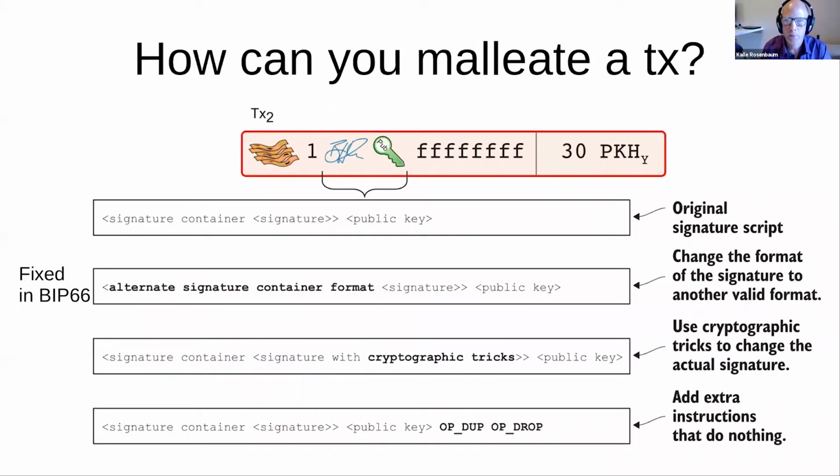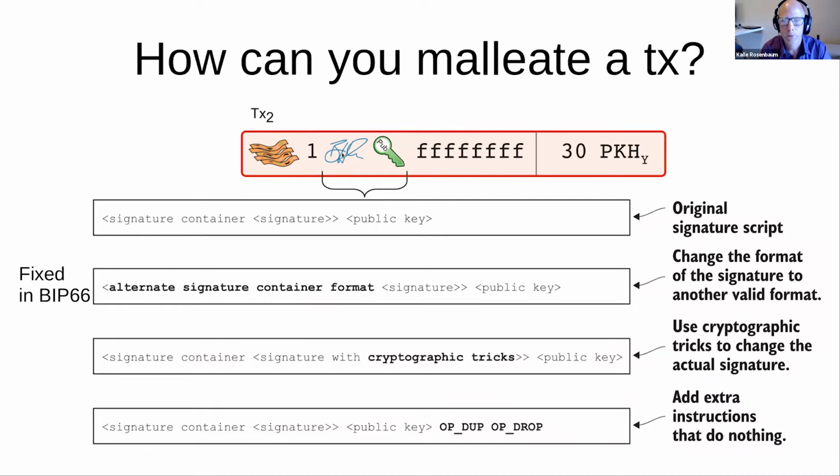So how would you malleate a transaction? If you look at the transaction, it looks like this, a very minimal transaction. It has some data in the script sig. And again, don't worry about these Fs here. This is called a sequence number, and they are not part of the signature scripts. So it's a different field in the transaction input.